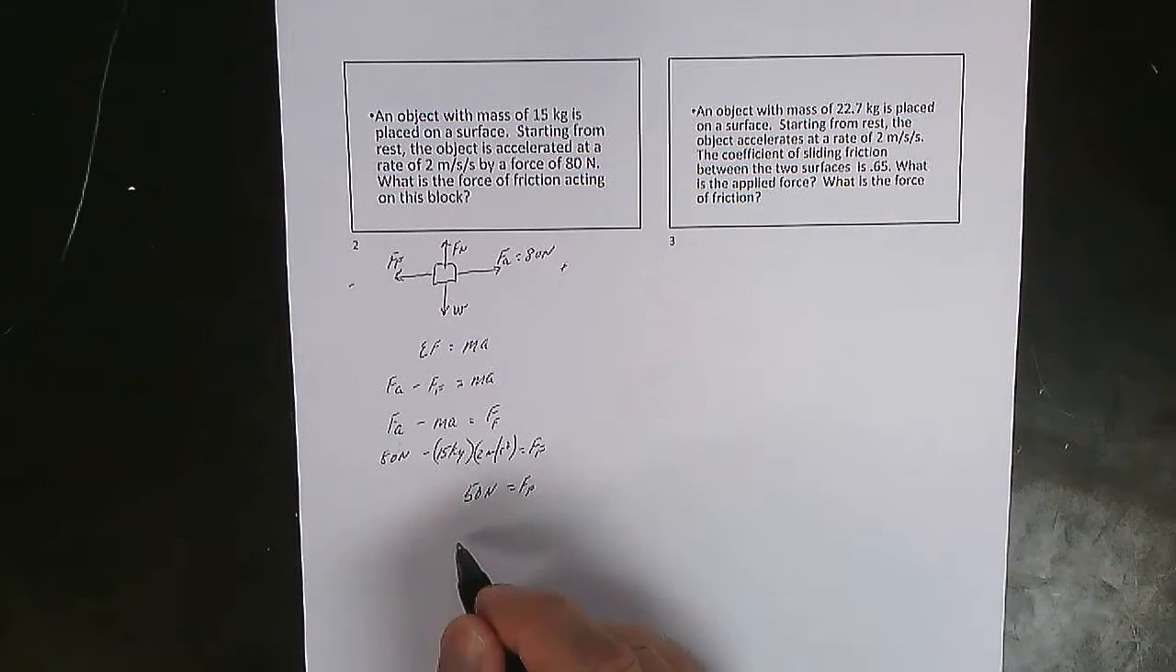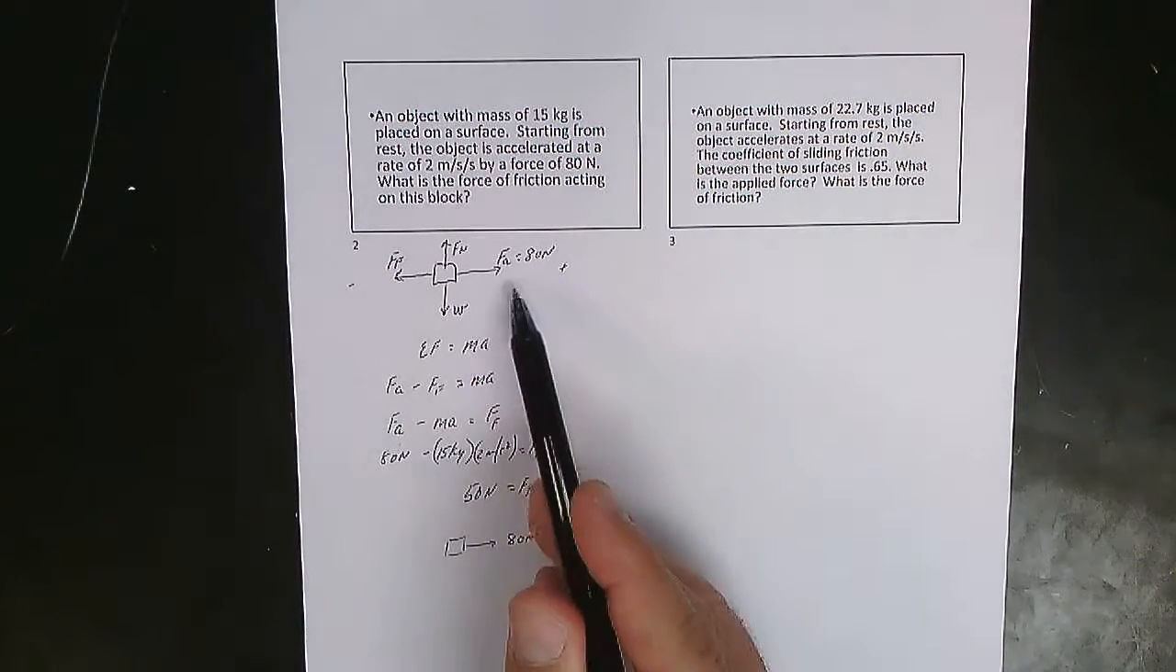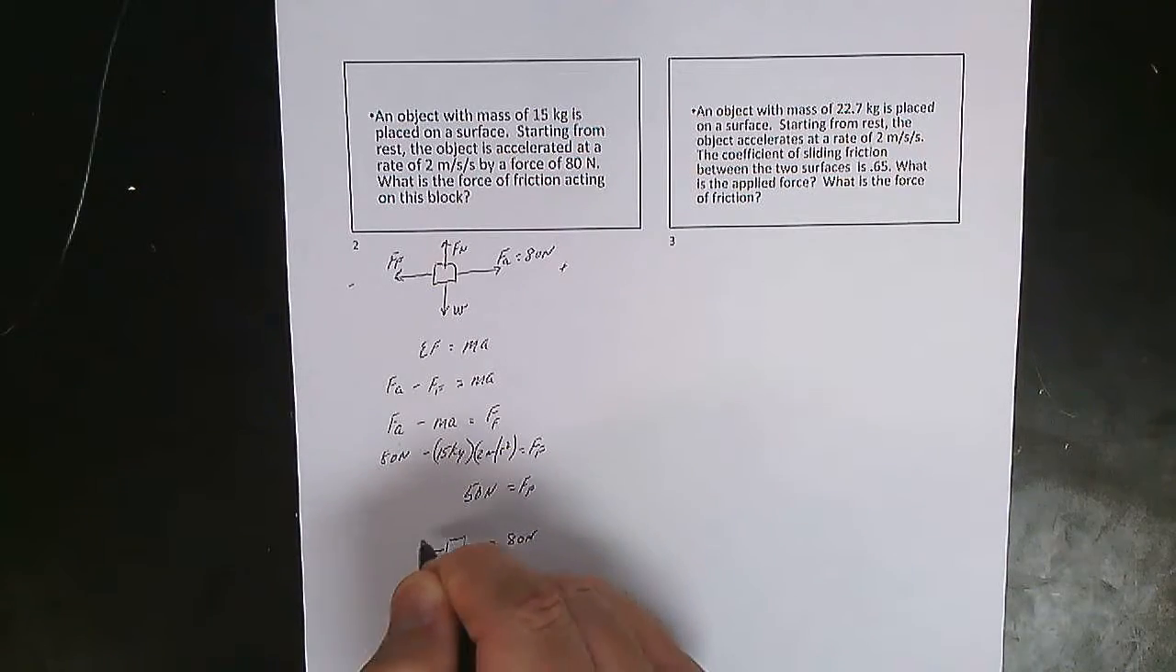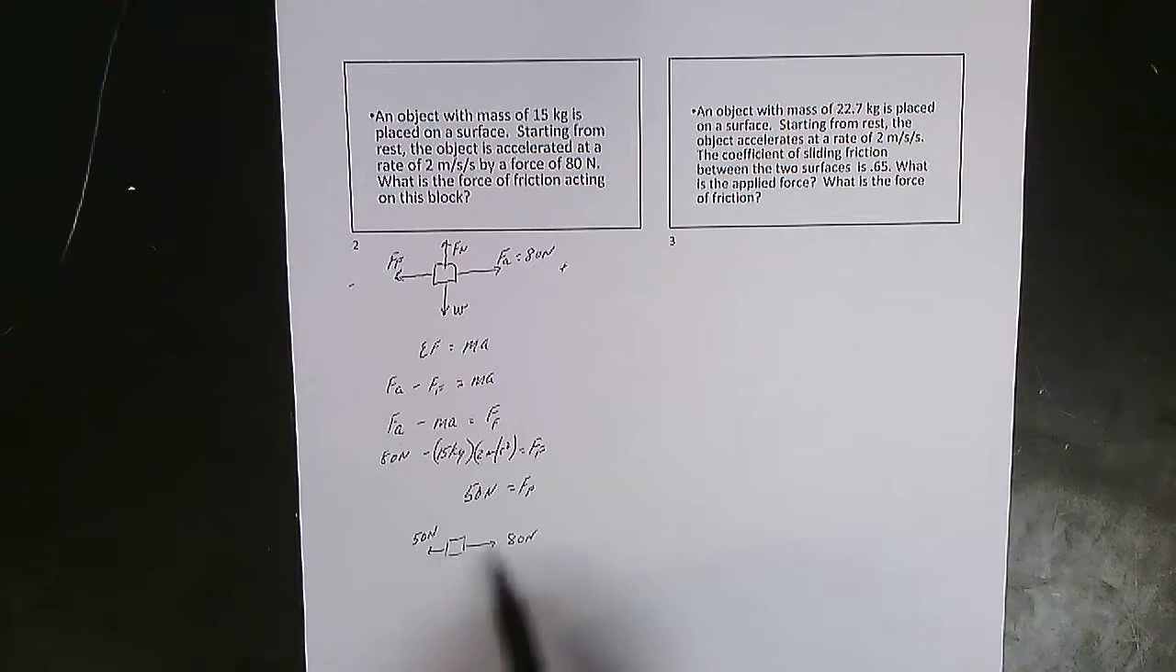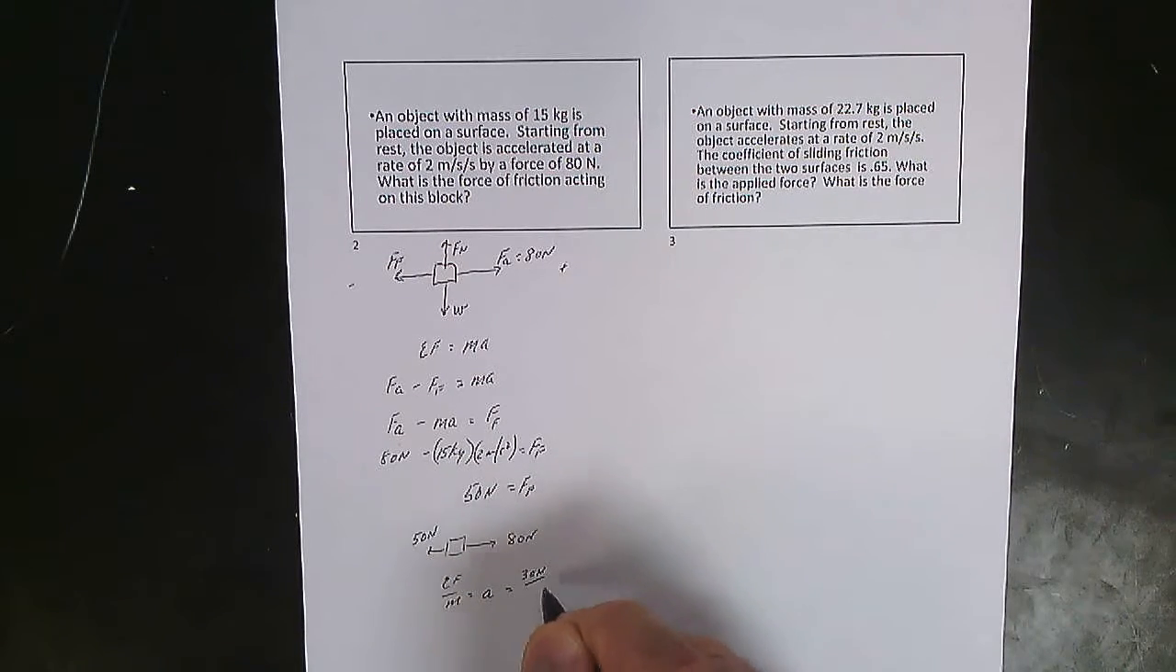Now, let's think about that. Does that make sense? Well, a month ago when we started talking about all this stuff, if I would have told you there's an 80 newton force going this way, and there's a 50 newton force going this way, you would know that the net force is equal to 30 newtons to the right, and the sum of the forces divided by m equals a. So our net force is 30 newtons divided by a mass of 15 kilograms, which would give us an acceleration of 2 meters per second squared. You would have known that. So friction force isn't much different.